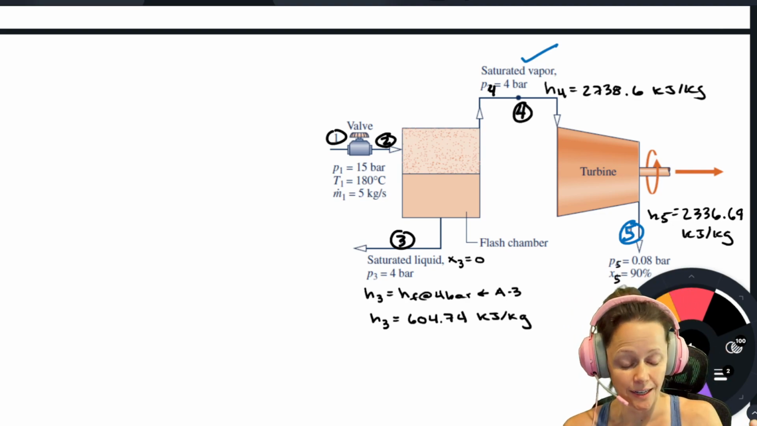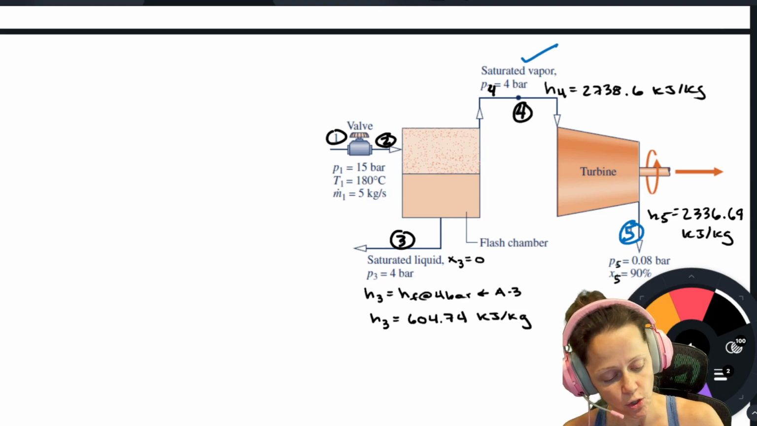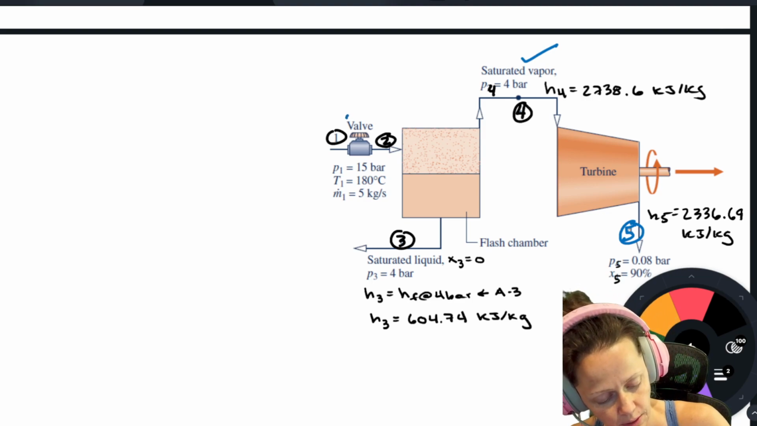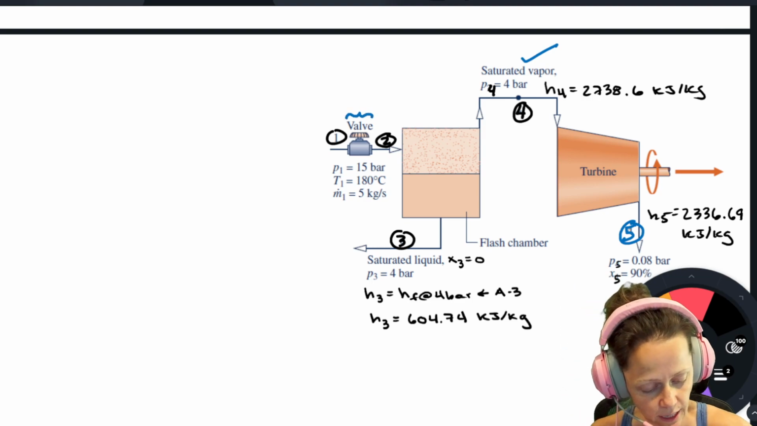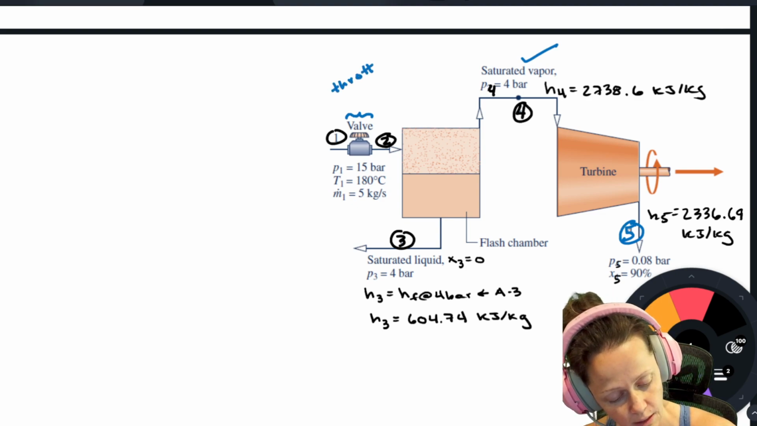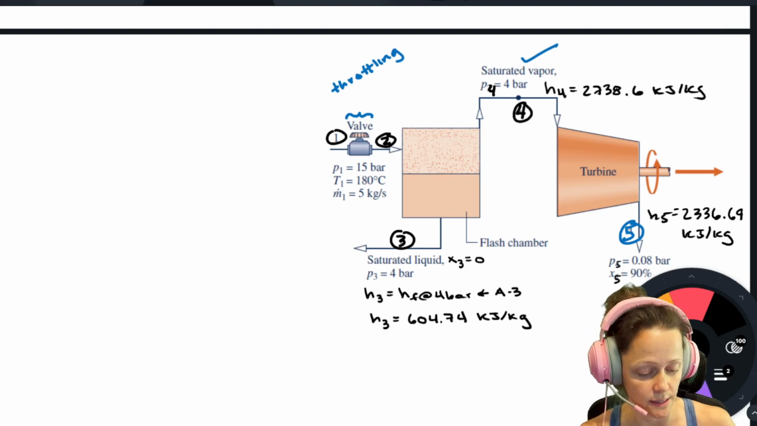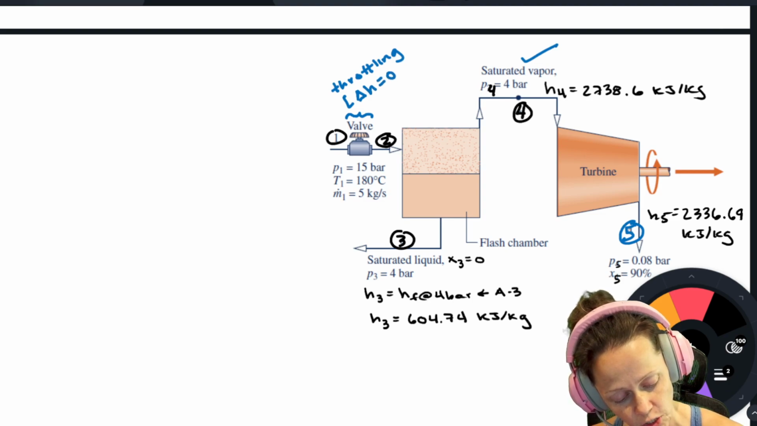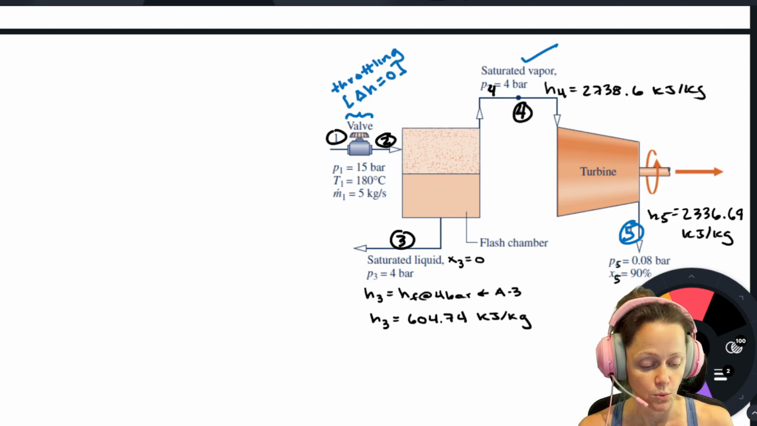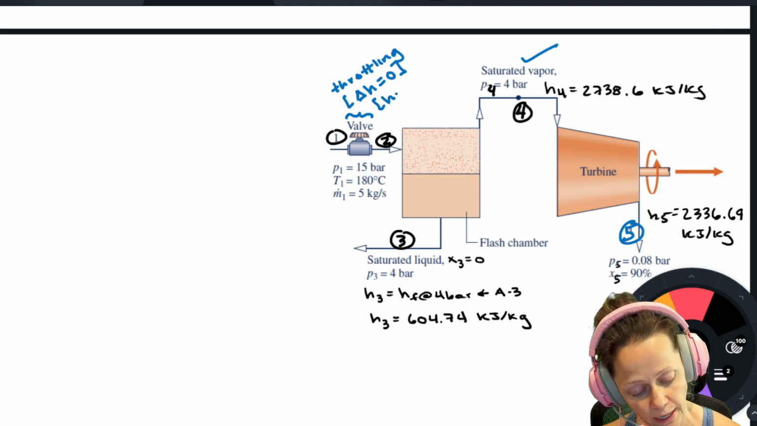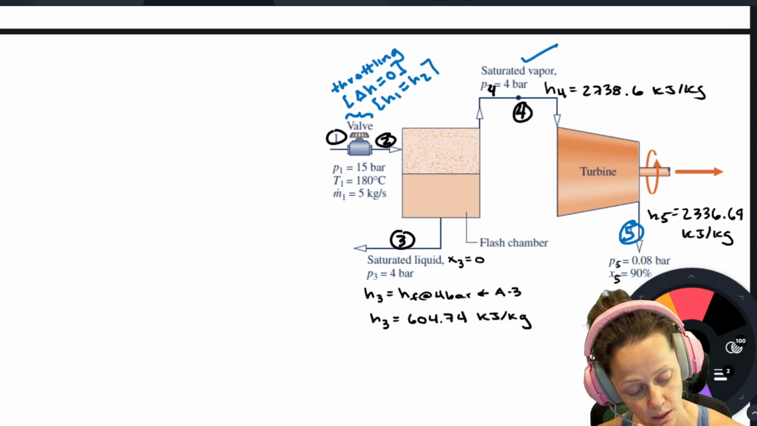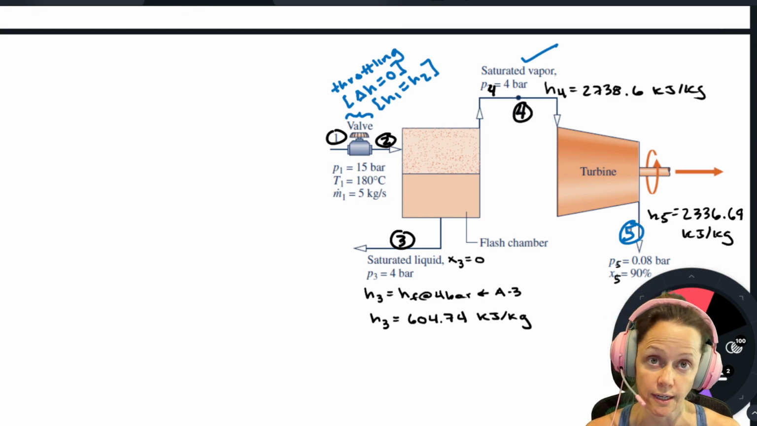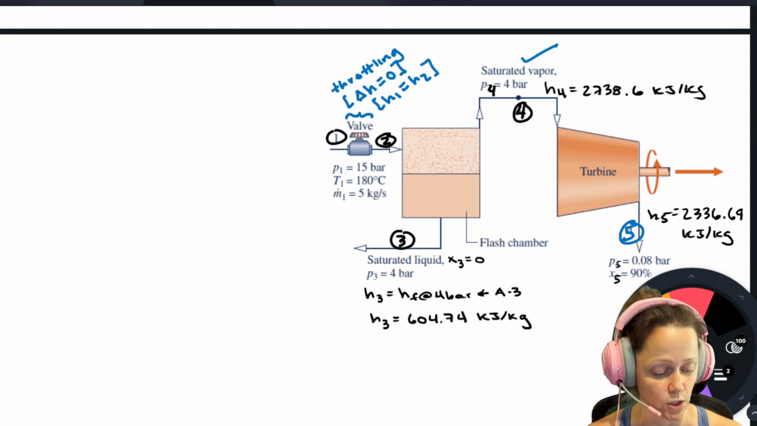All right, that's kilojoules per kilogram. And I know I'm going to need H2, so I have to look at H1. Remember those throttling processes? That's what this is. This is a throttling process, which means, remember, we might model those as isenthalpic, meaning our delta H is 0 across that valve, which means whatever H1 is, that's what H2 is. So if I found out what H1 is based off of the fact that it's 15 bar and 180 degrees Celsius, then I have figured out what H2 is.